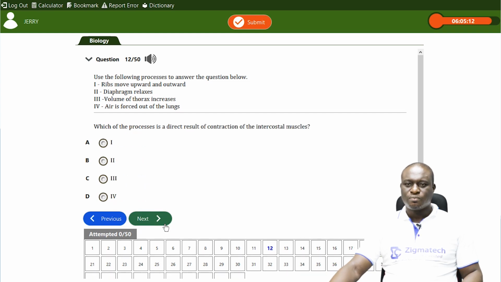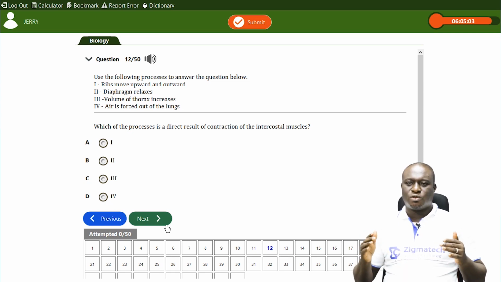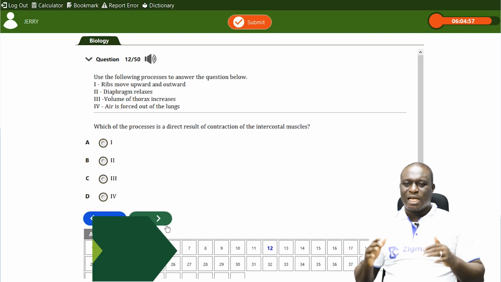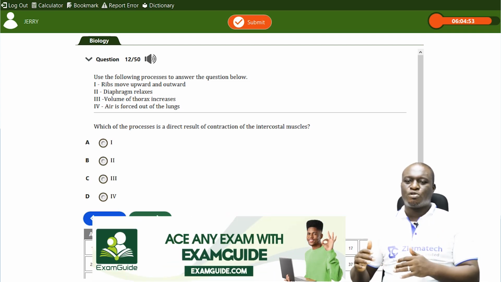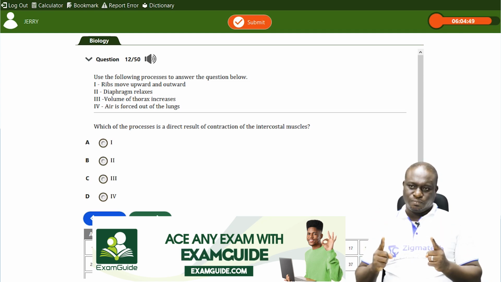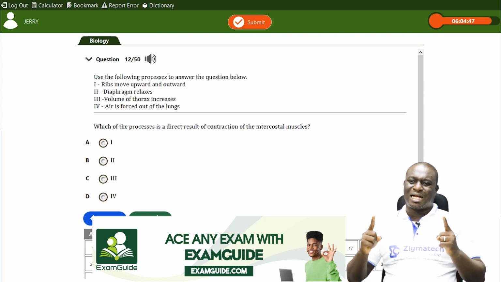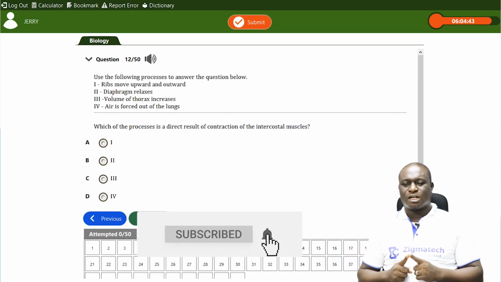Next question. Use the following processes to answer the question below. Still the same thing. They said the ribs move upwards and outwards. Roman figure 2, diaphragm relaxes. Roman figure 3, volume of thorax increases. And Roman figure 4, air is forced out of the lungs. Now they said which of the processes is a direct result of the contraction of the intercostal muscles. Contraction of the intercostal muscles.